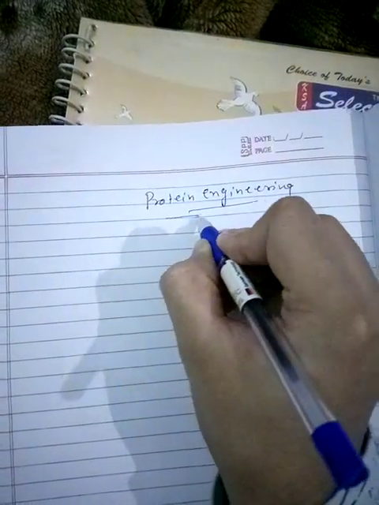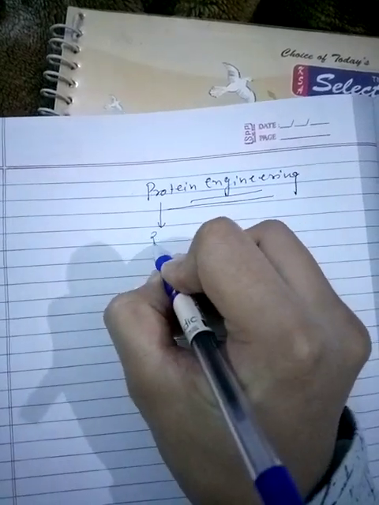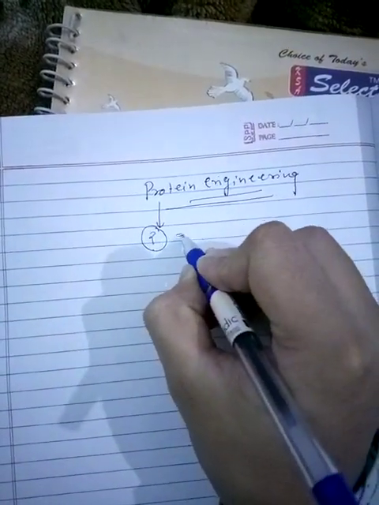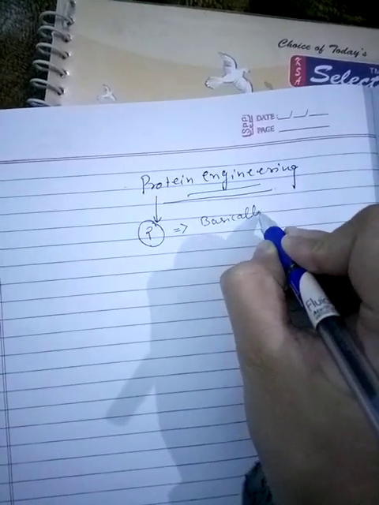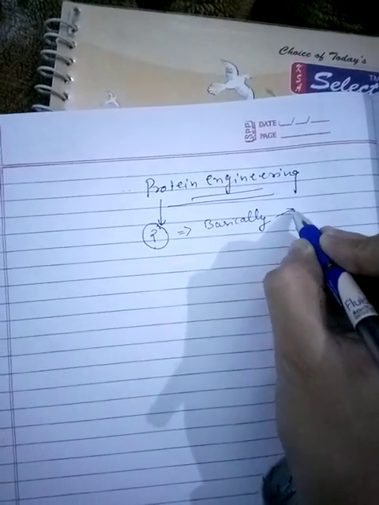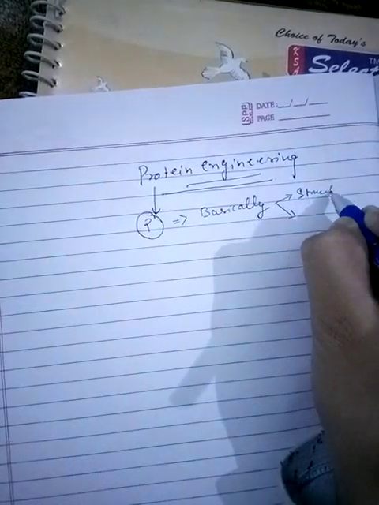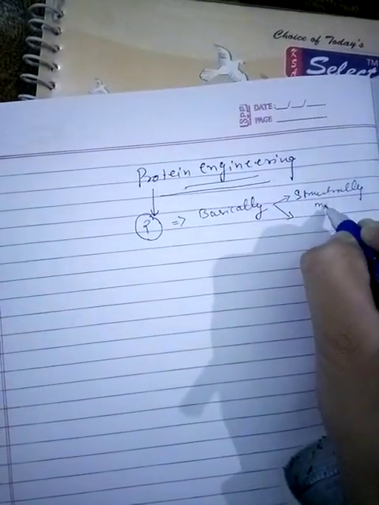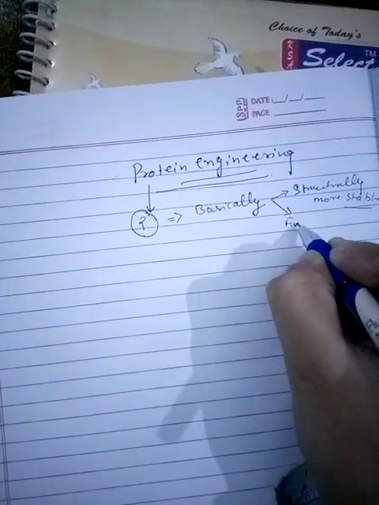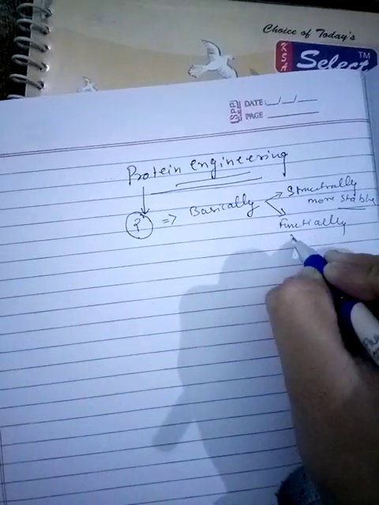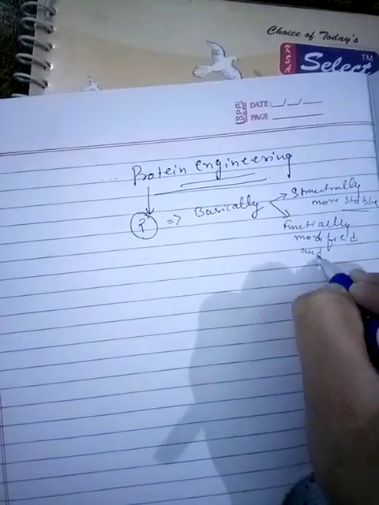Let us understand protein engineering. So what is protein engineering actually? Protein engineering is basically making proteins structurally more stable and functionally modified and active.